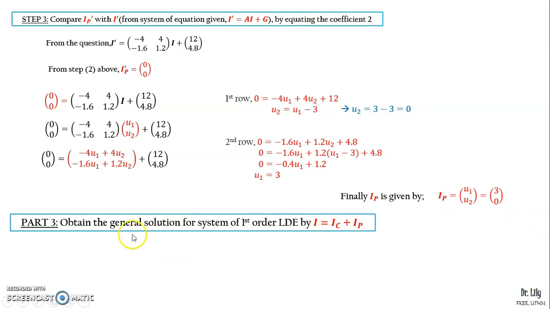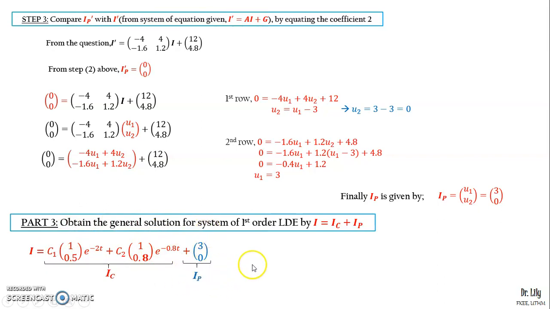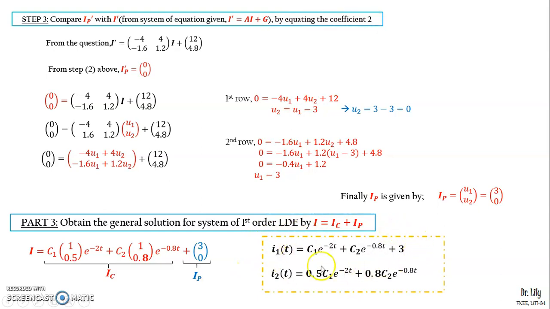Okay, so now kita boleh cari general solution for the system of first order LDE lah. So I is equal to IC plus IP. So this is your IC yang you dah dapat tadi dalam previous slide, and this is your IP. Okay. Ataupun dalam cara lain, you boleh juga tulis dalam bentuk persamaan sebegini. I1T sama juga dengan C1 eksponen negatif 2T plus C2 eksponen negatif 0.8T plus 3. And then your I2T is equal to 0.5 C1 eksponen negatif 2T plus 0.8 C2 eksponen negatif 0.8T plus 0 lah. So 0 you tak ada. So kat sini tak ada apa-apa.